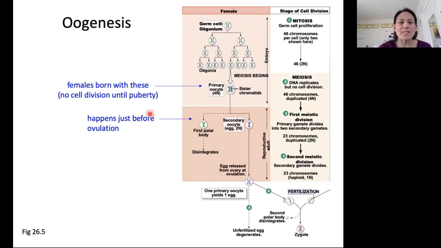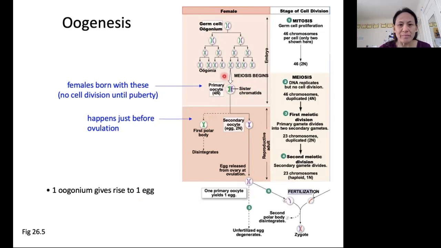Okay, so that first cell division is going to happen just before ovulation. And then the second cell division actually happens during or in response to fertilization. So it's kind of a weird situation. So that second cell division doesn't happen until the egg gets fertilized, or that egg just dies off without dividing.